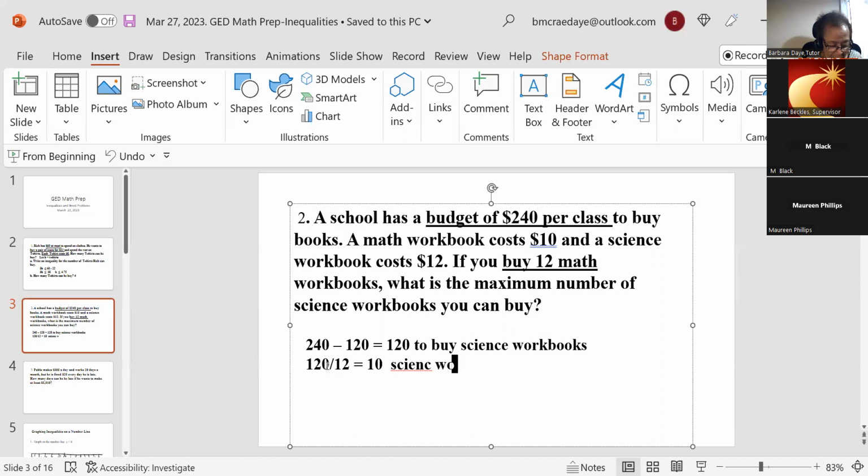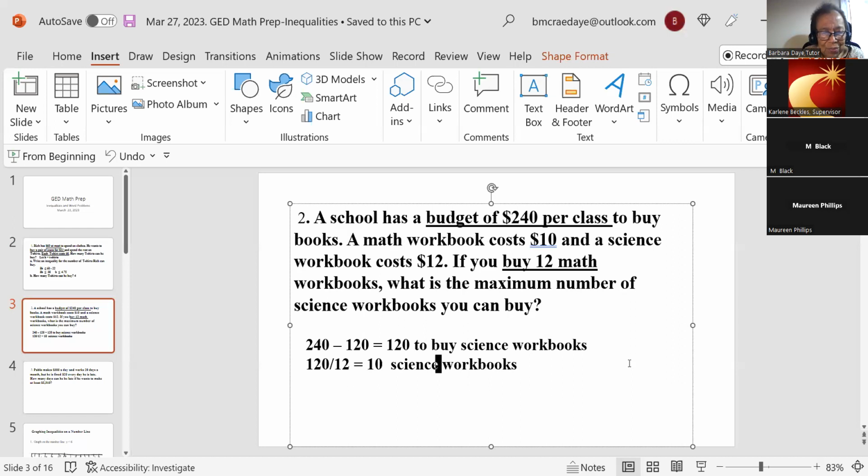So what's the other question? Is it saying a math workbook costs $10 and a science book costs 12, does it mean one science book? What does A mean? Okay, one. That means one. A math workbook costs 10, and a science workbook costs 12, right? So they're telling you one workbook for math costs 10. One workbook for science costs 12.